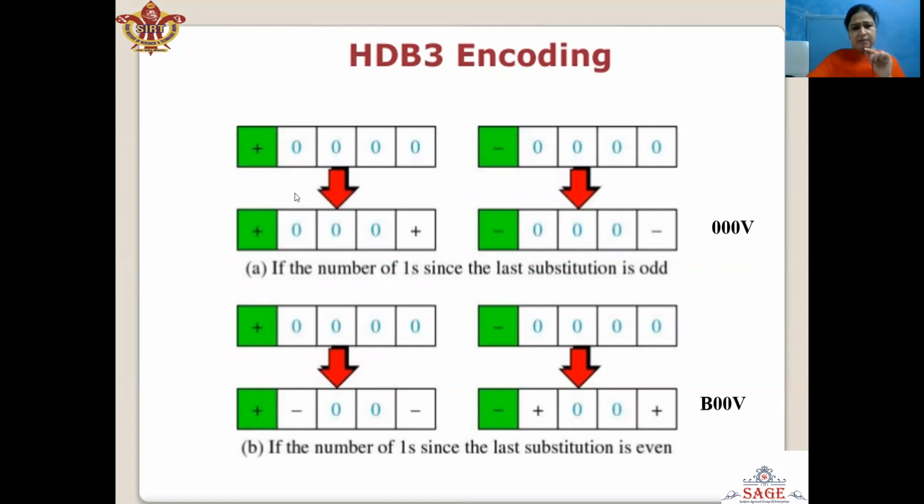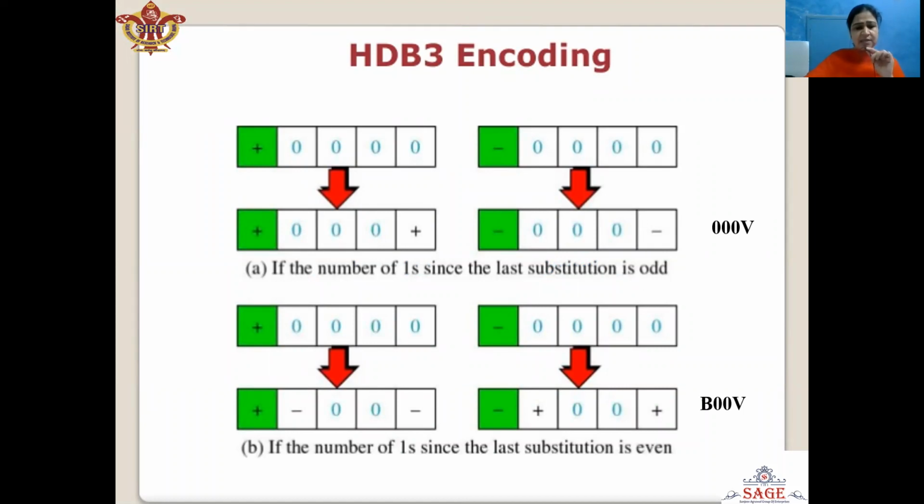Here, if the number of ones since the last substitution is odd, then we use the pattern 000V. So here we can see, since the previous polarity is positive, 000V, the V will be shown by the violation pulse. So it is positive. The violation pulse is also represented by the positive pulse. Similarly, in case of the previous negative bit, it will be shown by the negative.